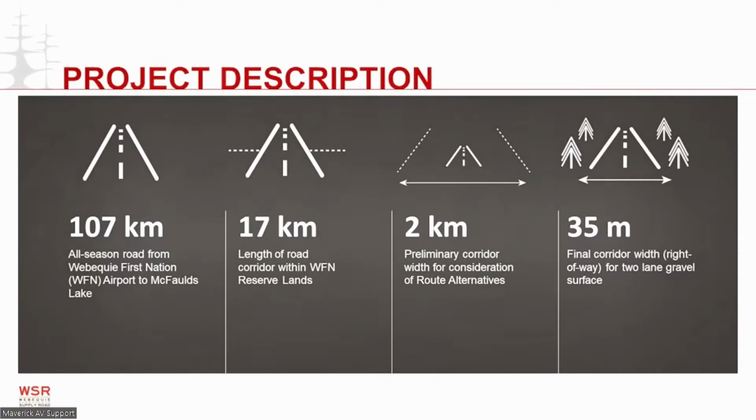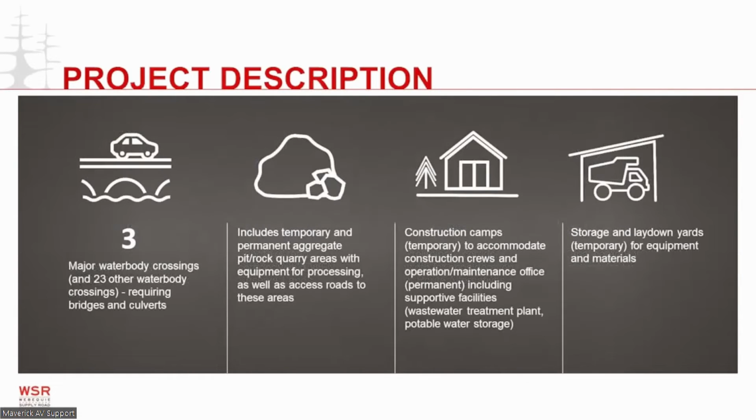The road will be 107 kilometers long, with 17 kilometers of the length actually within Webequie First Nation reserve lands. The corridor planning area is 2 kilometers, but the actual cleared area will be 35 meters. The road will make 3 large water crossings, one across Winnisk Lake and the other 2 across rivers. And the project will also include temporary pits and quarries, equipment storage areas, and construction camps.